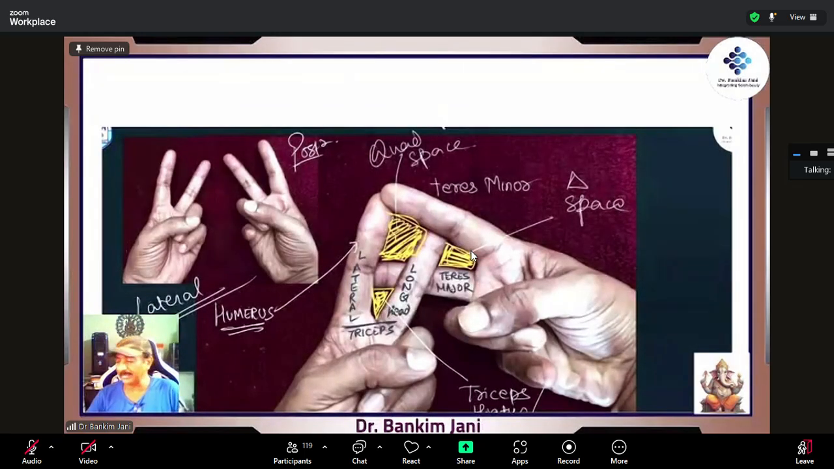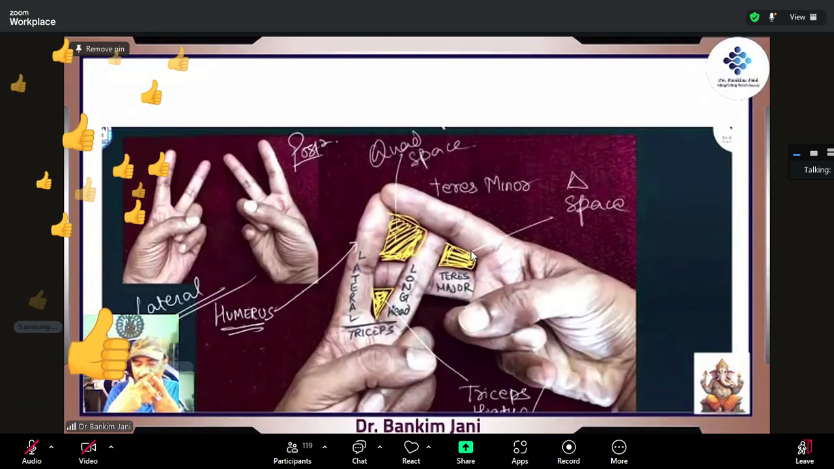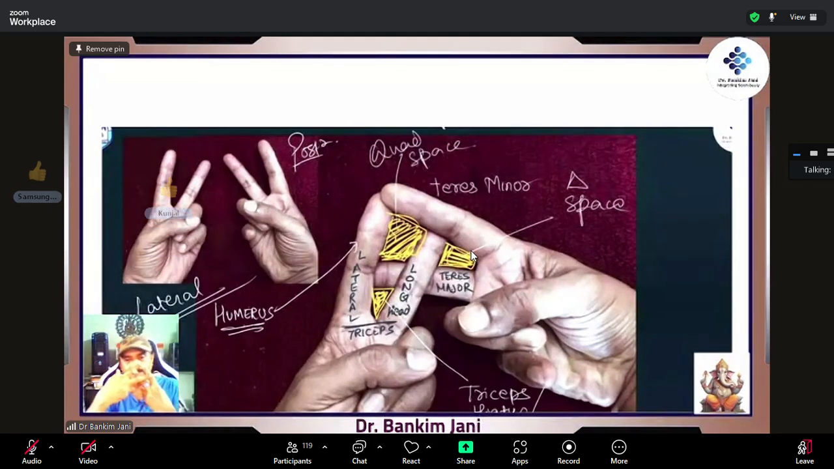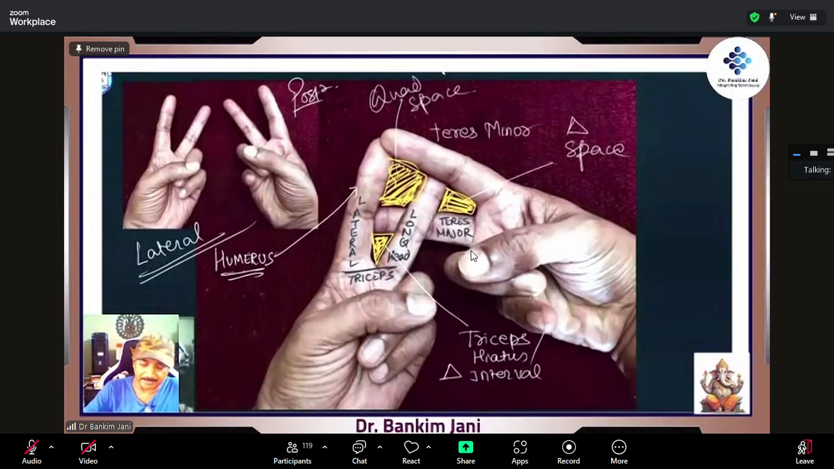This is what we learned, that in order to remember it, just put 2 fingers like this, 2 fingers like this, and then this finger will be going anteriorly. So this anterior finger, this is teres major. This one is the teres minor. And out of these 2 fingers, this one is the lateral and this one is the long head of triceps. And now you have created in between, this is quad space, above is triangular space, and below is the triangle called the triangular hiatus. Here it is.